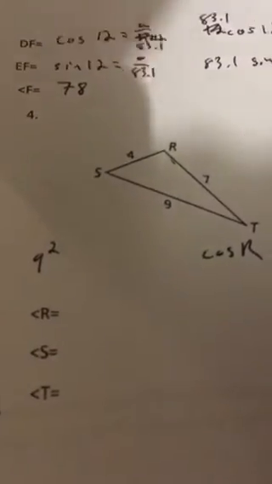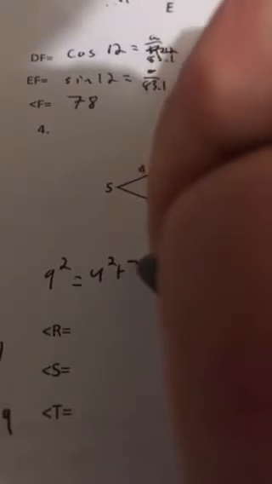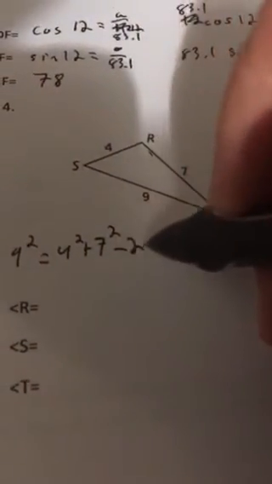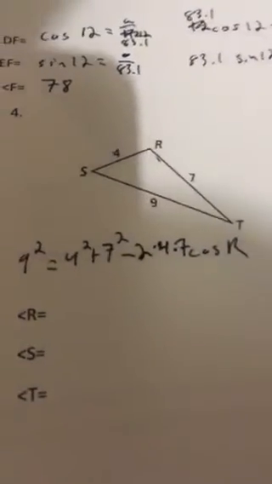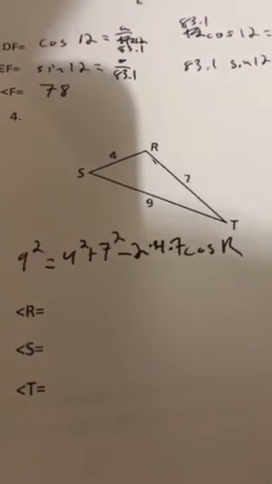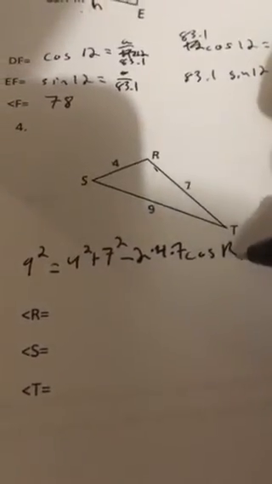Then what it's equal to is the 9 squared, because that is the side opposite of R, correct? So then my 4 squared plus 7 squared, because that's my A squared plus B squared, and we're using the law of cosines, minus 2 times 4 times 7, right? That's my setup for that one.